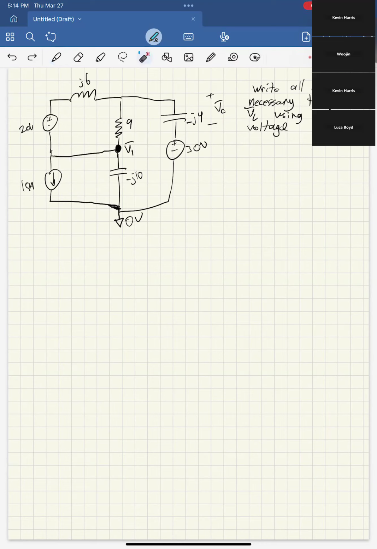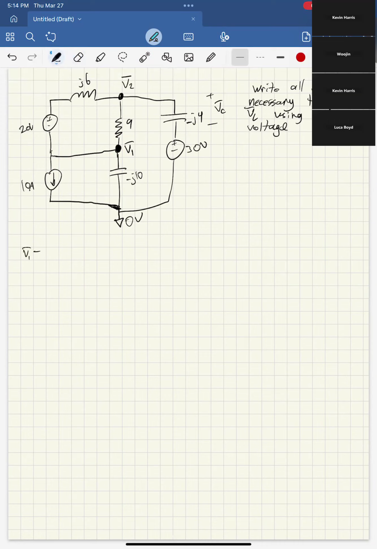So we have V1, right? This is connected, this is all one node. And then the other one we'd have is just this V2. And this isn't a node because it's only connected to 2 points. And also it's just V1 plus 20, right? Hopefully that's pretty clear. And yeah, that's it. So then we write our equations.